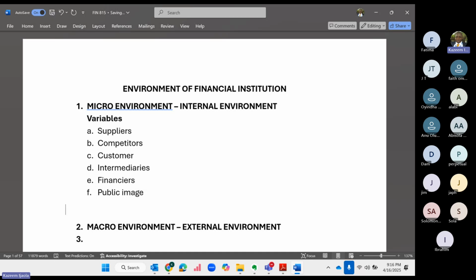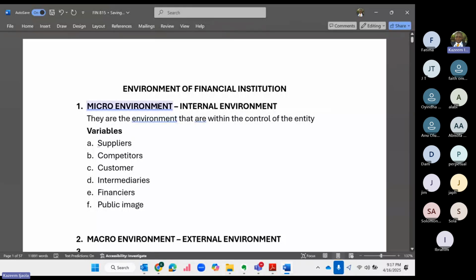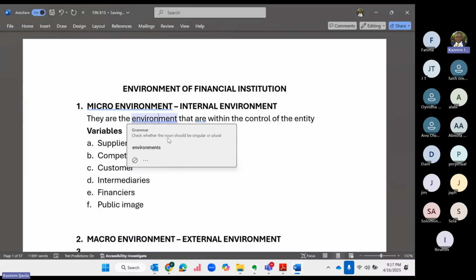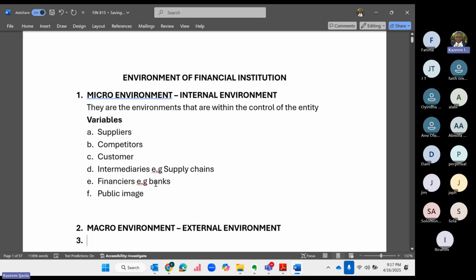Remember that microenvironments are those environments that are within the control of the entity. So let me help you write it. They are the environments that are within the control of the entity. So these are the 6 variables that trigger microenvironments: your suppliers, your competitors, your customers, your intermediaries. Intermediaries, for example, are your supply chain, those that handle your delivery for you. Those that handle your deliveries, those people that you engage to help you perform one or two services. Then financiers, for example, banks. So these are the variables that you need to look into under the microenvironment.